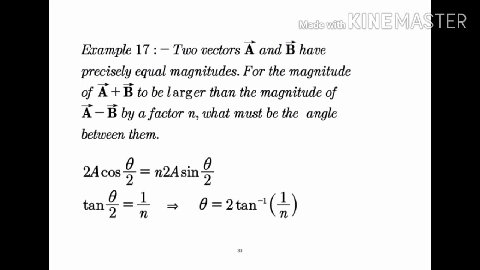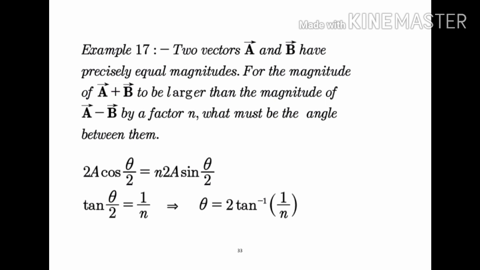So here also two equal vectors are given. So the addition of two equal vectors is taken as 2a cos theta by 2, and subtraction of the two equal vectors is taken as 2a sin theta by 2. And from the given data, the addition of two equal vectors is n times the subtraction of the two equal vectors. Therefore we can get 2a cos theta by 2 is equal to n times 2a sin theta by 2. That implies tan theta by 2 is equal to 1 by n. So theta is equal to 2 tan inverse 1 by n.